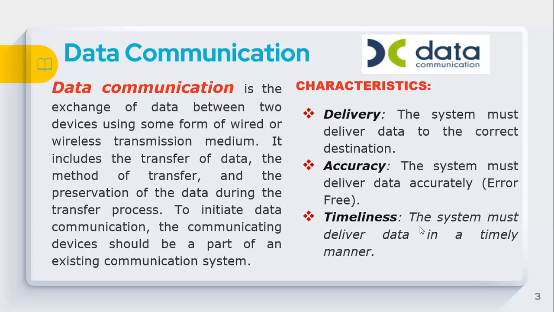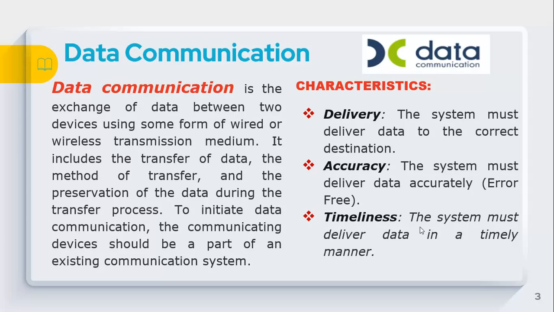Accuracy. The system must be in a position to deliver the data accurately, that is, without any error. There is no question of errors if accuracy exists. And another point is timeliness. Timeliness stands for the time which is meant for delivering the data.